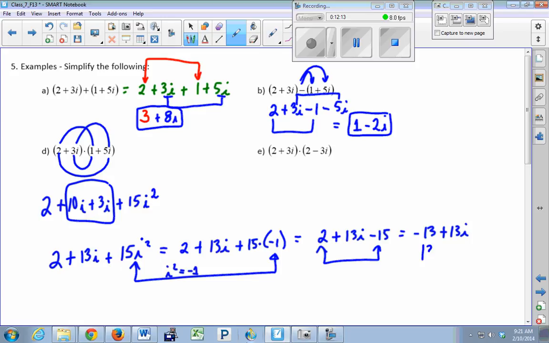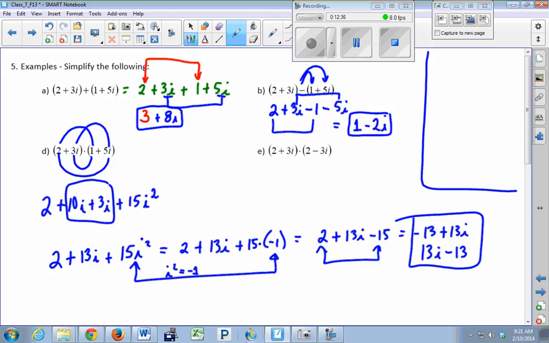You could also write this like this. You could change the order and write it this way if you prefer. It's up to you. All right, what do you notice about E? Does that remind you of anything, E? Anything at all, like special factors that we're used to looking at? Yeah. The difference of perfect squares.